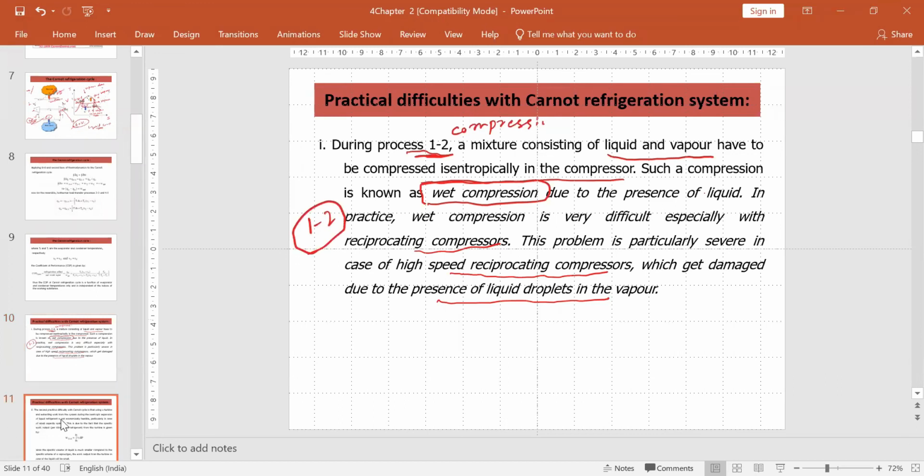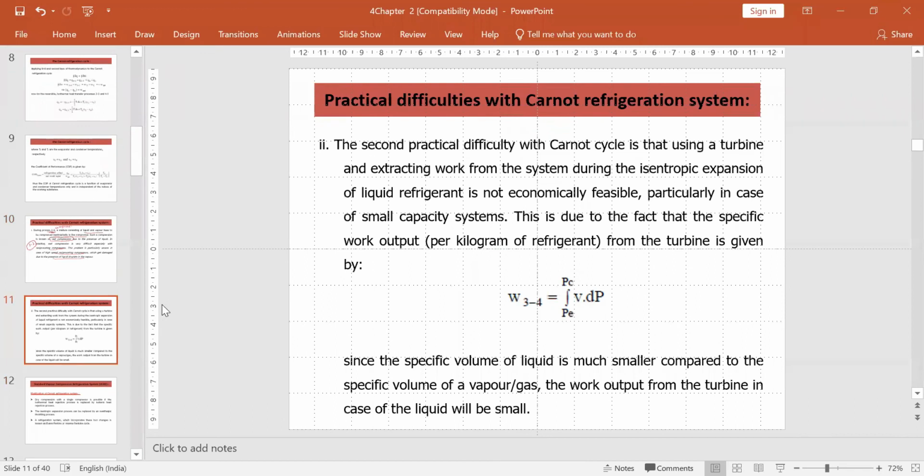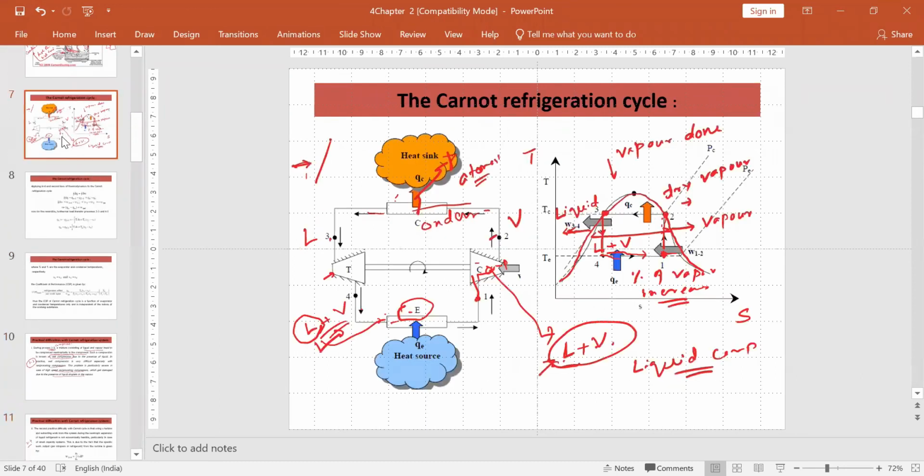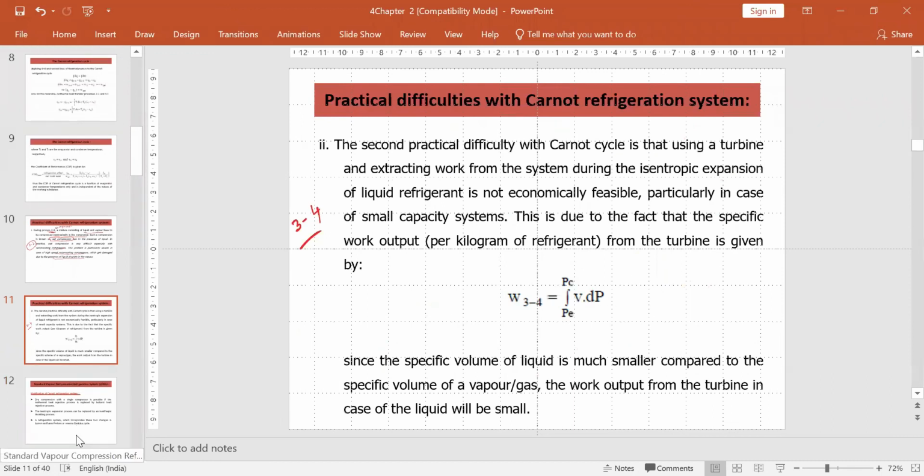The next one is the second difficulty, during process 3-4. Again, the turbine. What is the difficulty? The second practical difficulty with the Carnot cycle is that using a turbine and extracting work from the system during the isentropic expansion of liquid refrigerant is not economically feasible. Why is it not economically feasible?